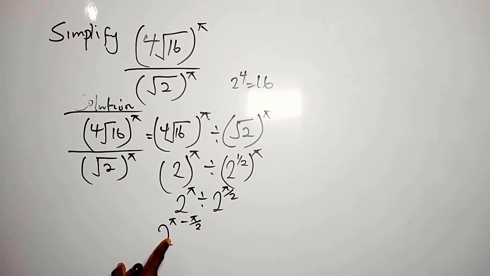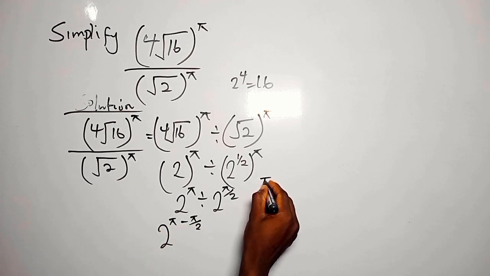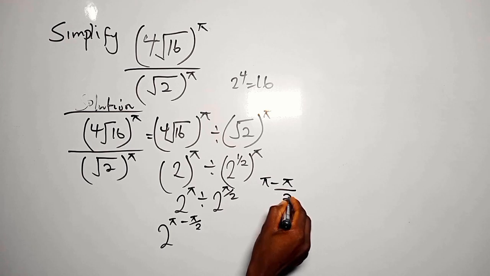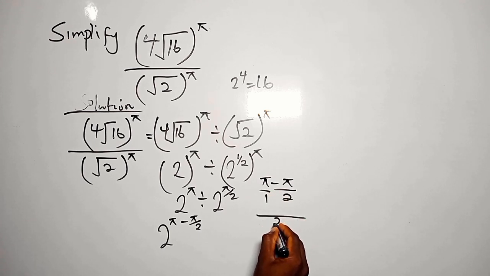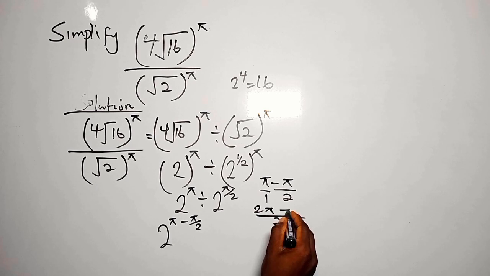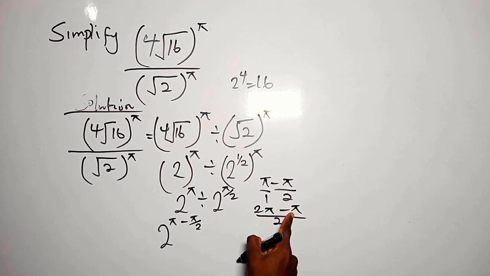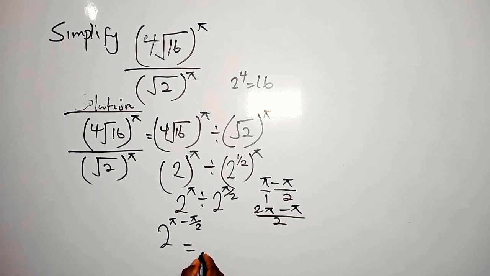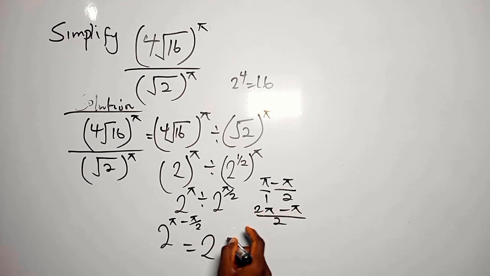So from here, we simplify the power. How do we do that? For π minus π over 2, when we look for the LCM, we have this to be 2π over 2, minus π over 2. By the time we subtract this, we have our final answer to be 2 raised to power π over 2.